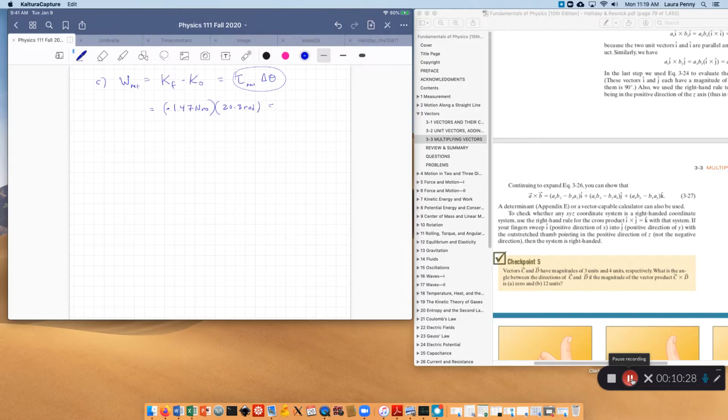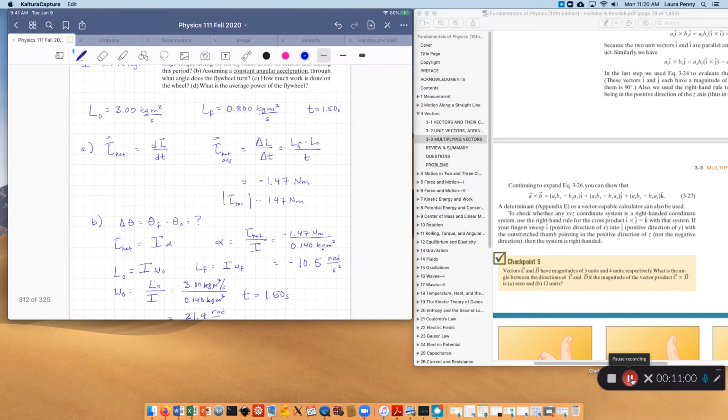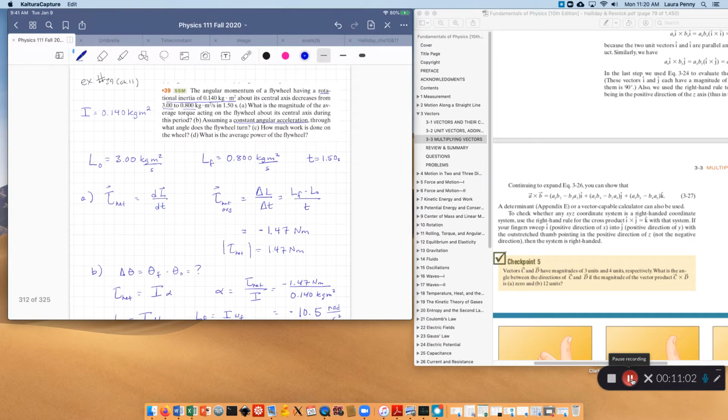And I end up with a negative, let's double check this. So times negative 1.47 is negative 29.9 joules. I'm taking away that energy from it. Does that make sense? Is it moving slower afterwards? It is moving slower afterwards, right? It has a slower final angular speed than an initial angular speed.